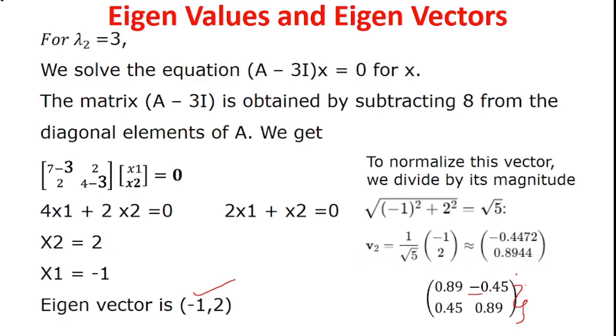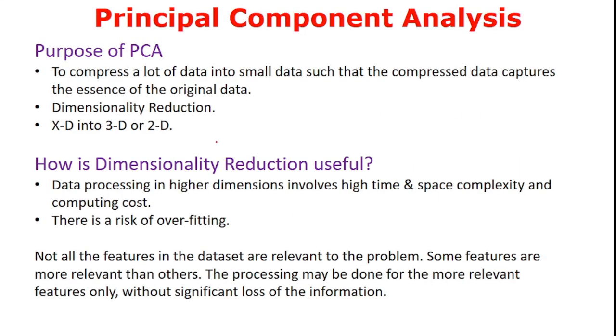So what is principal component analysis? The purpose of PCA is to compress a lot of data into a small data, such that the compressed data captures the essence of the original data. That is, the x-dimensional data is converted into 3-dimensional or 2-dimensional or 1-dimensional. That is the purpose of PCA. We need to compress the large data into small data without losing the essence of the original data.